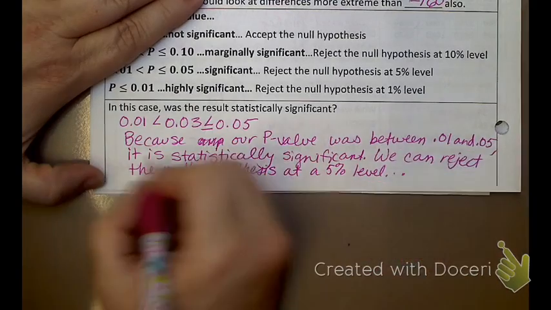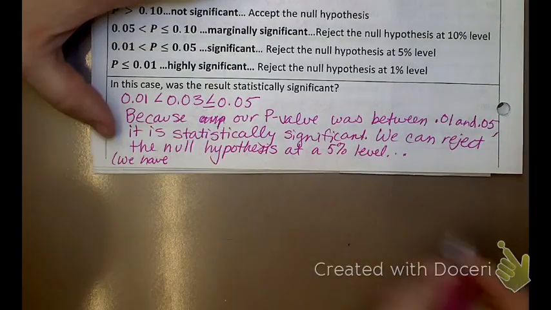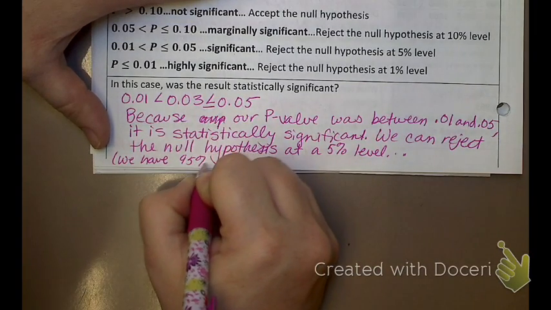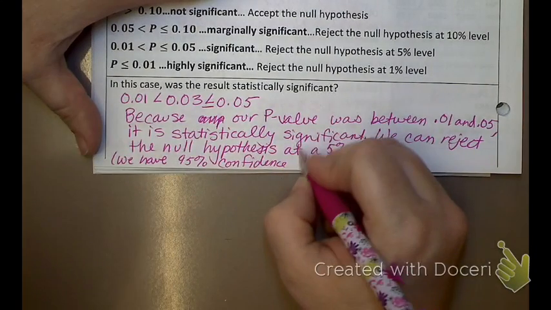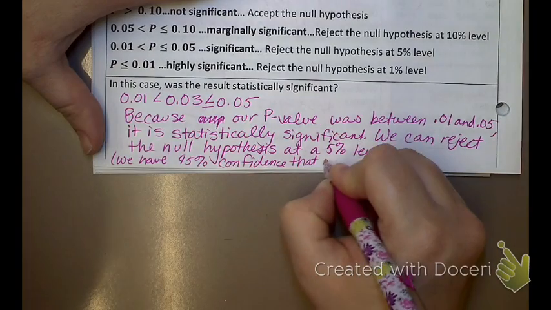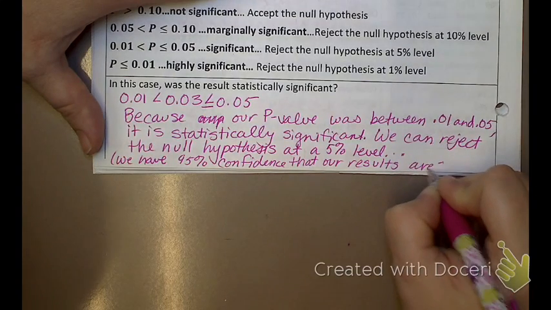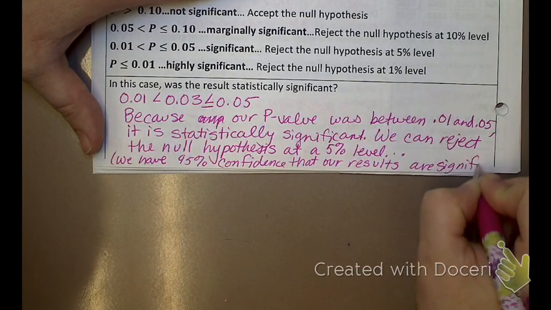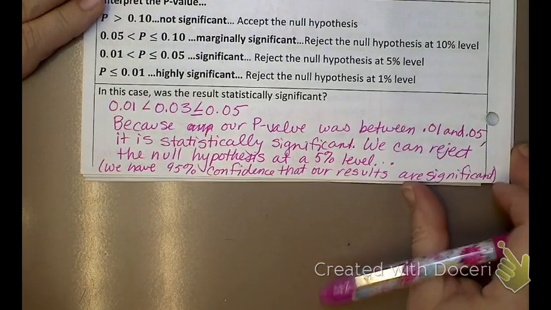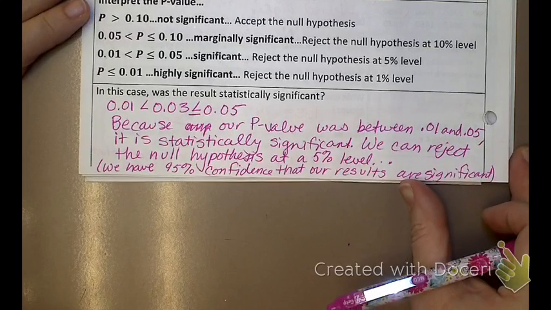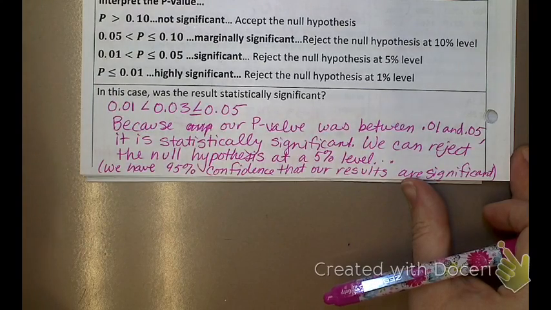In other words, what that means is if we reject the null hypothesis at a 5% level, we have 95% confidence that our results are significant. And thus we've proven our point that whatever treatment we applied, in this case the extra course, does indeed make a difference with regards to the results that people get on the exam.